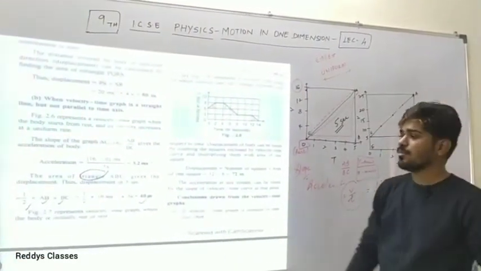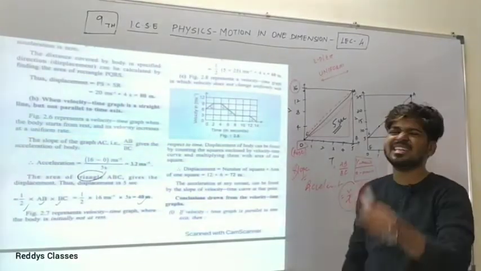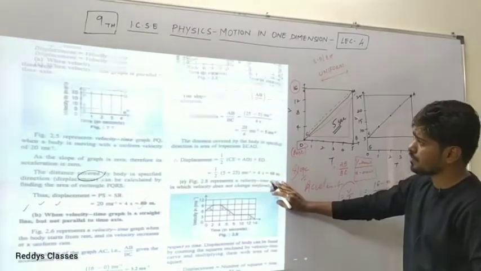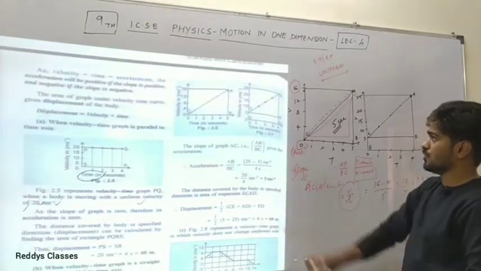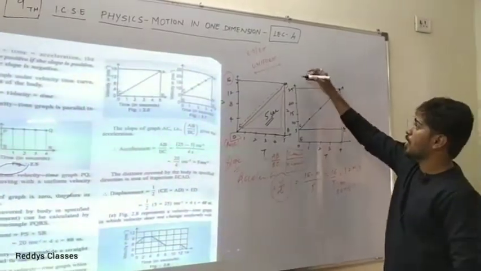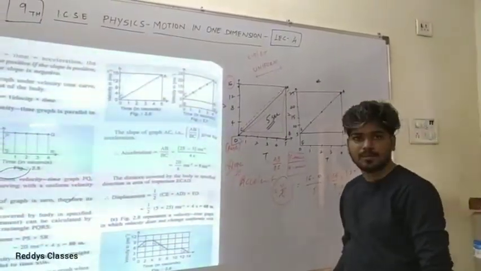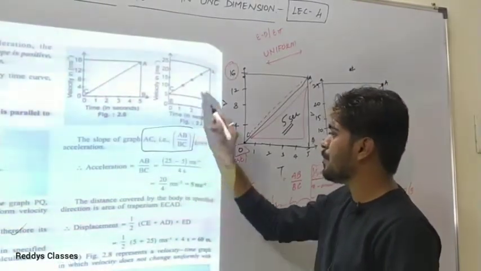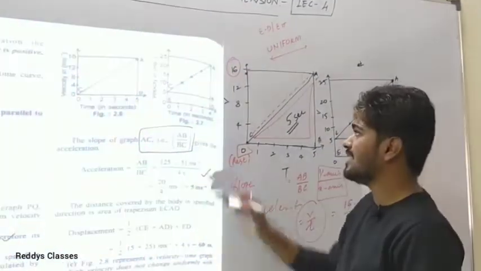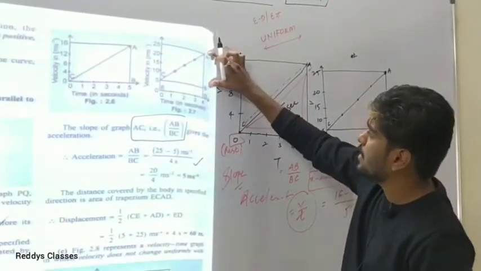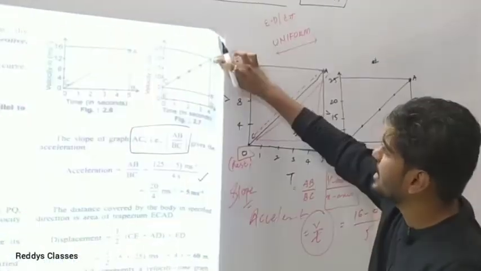Okay, so let us see some more graphs. Velocity time graph when the body is initially not at rest. So see the graph. You have been given one graph here. This looks the same as the previous graph, with velocity in meter per second. Now we have the slope as AB upon BC, which is none other than acceleration. You can see here, for part AB the velocity goes from 5 until 25.